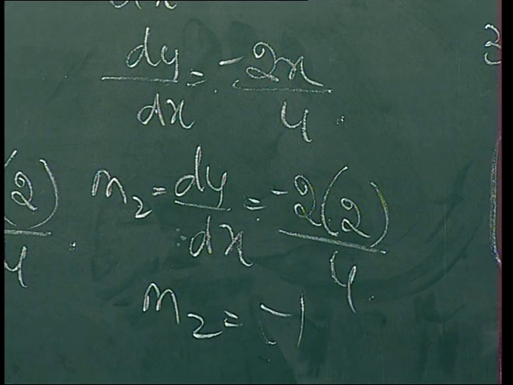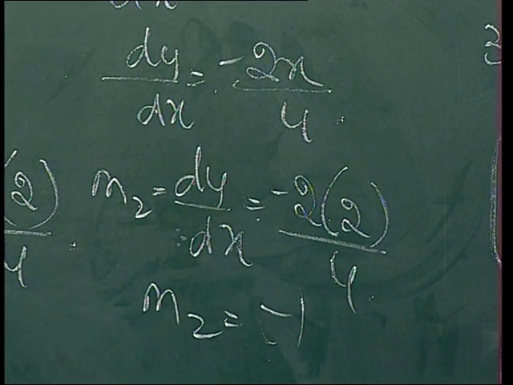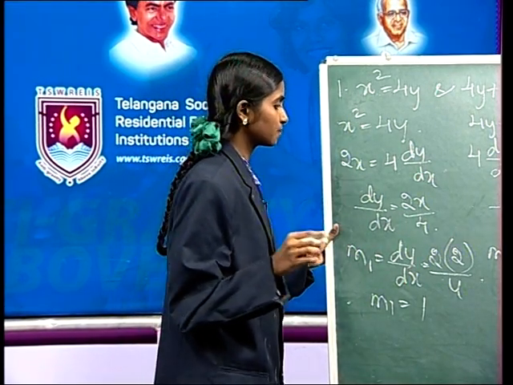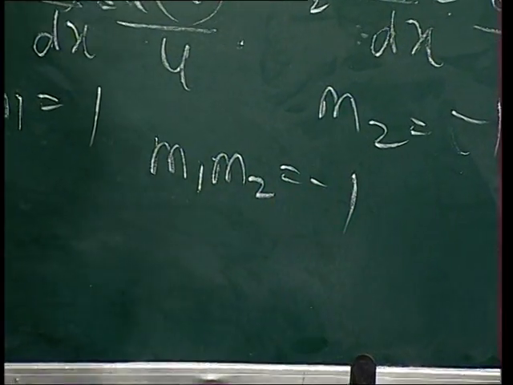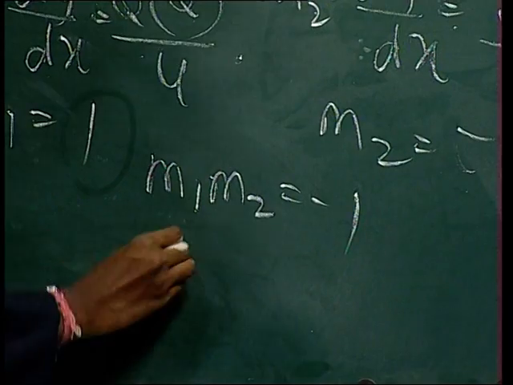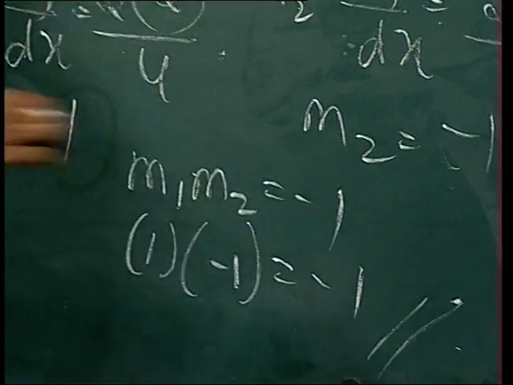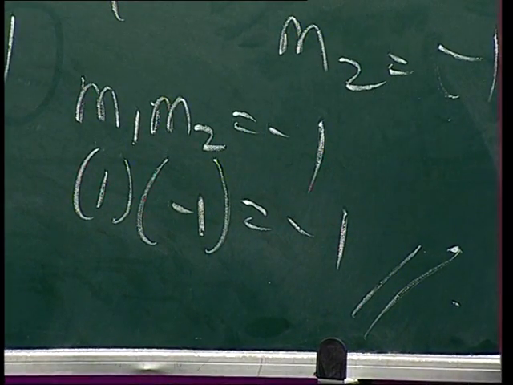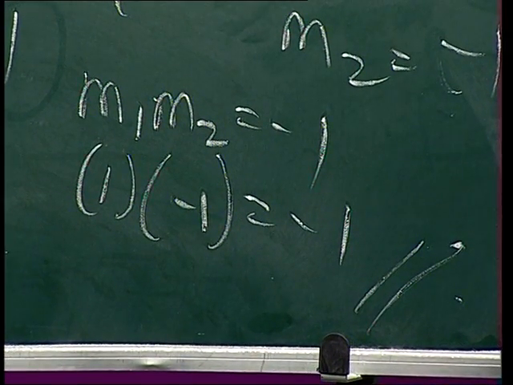So, friends, we have got m1 and also m2 and now we are going to prove the first condition, that is orthogonality. Orthogonality is nothing but the slopes m1 and m2 multiply to minus 1. The slope m1 is nothing but 1 and 1 into minus 1 is equal to minus 1. So, friends, we have proved that the curves intersect orthogonally. This is how we find that the curves intersect perpendicularly.